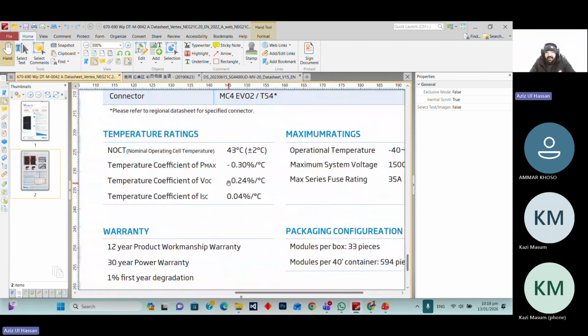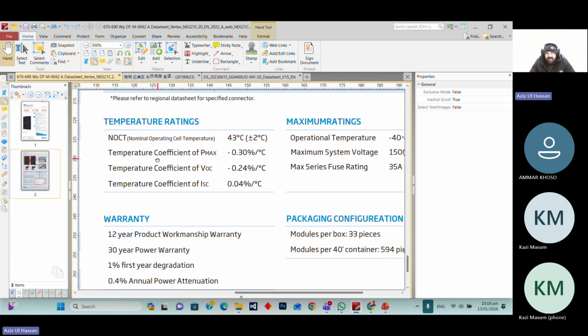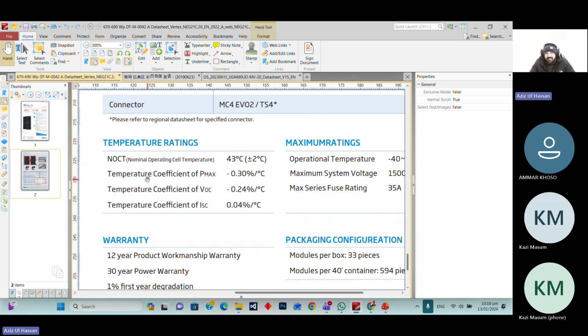And then this is the nominal operating cell temperature, 43 degrees centigrade. And these are the coefficients we have to analyze. The temperature coefficient of Pmax: when your temperature changes, your power will change. Then the temperature coefficient of VOC, which I have used in the string calculations, is minus 0.24% per degree centigrade.